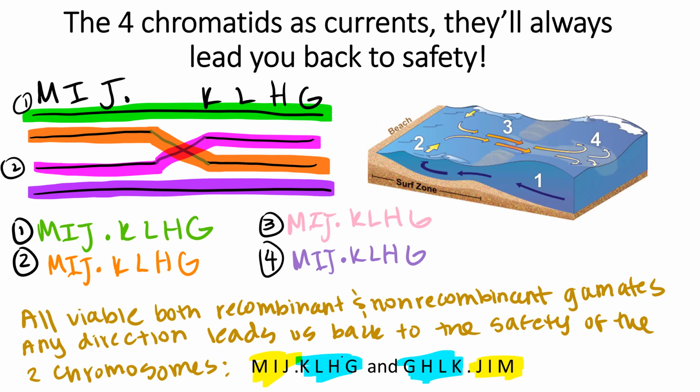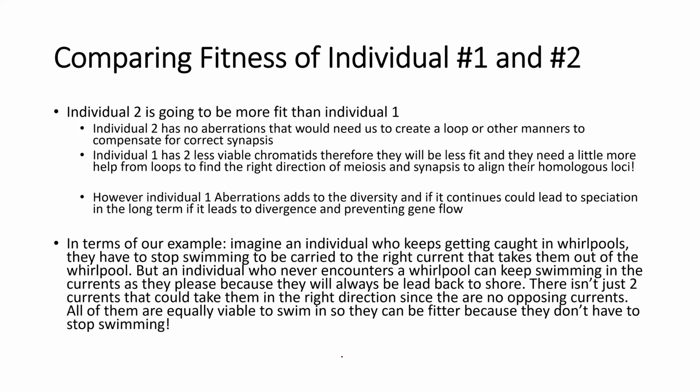So to compare them, individual 2 has no aberrations that would need us to create a loop or other manners to compensate for the correct synapses. Individual 1 has 2 less viable chromatids, therefore they will be less fit and they need a little more help from the loops to find the right direction.